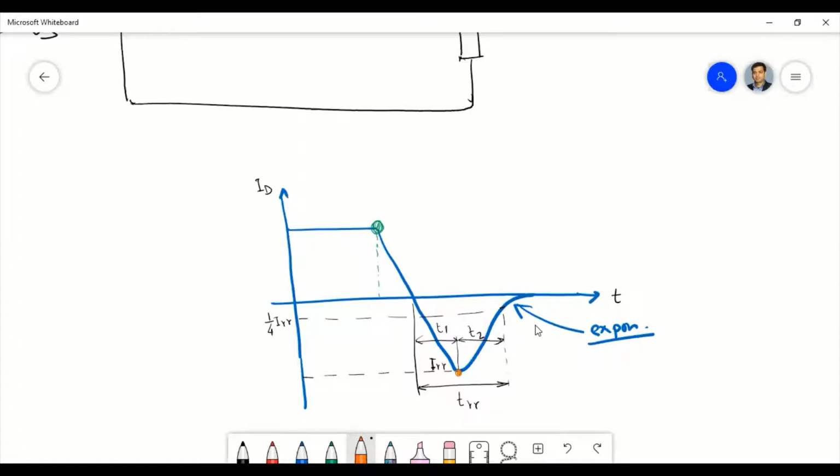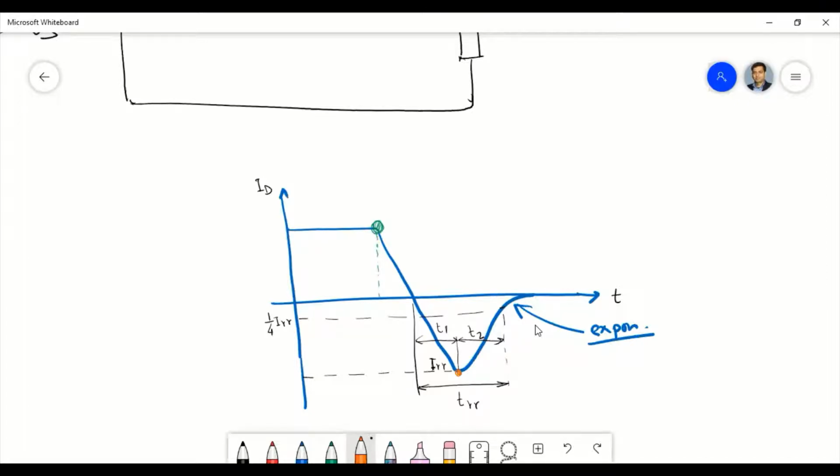Is it clear? Any doubt? Okay. Sir, can you explain it once again?